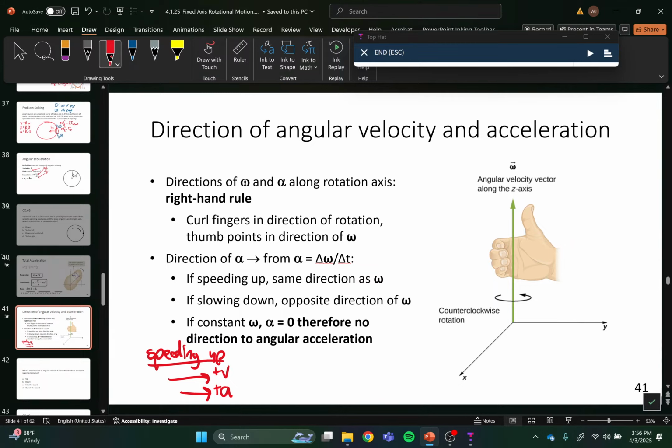And you're like, why is he talking about velocity and acceleration? Same rules apply to this. We'll get to that. So, speeding up, velocity and acceleration, same direction.